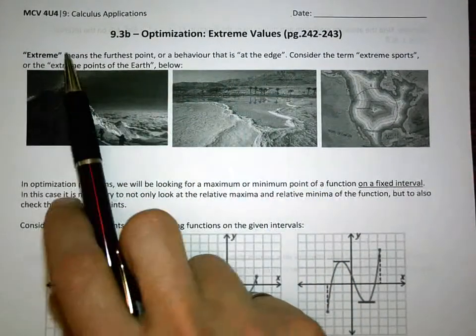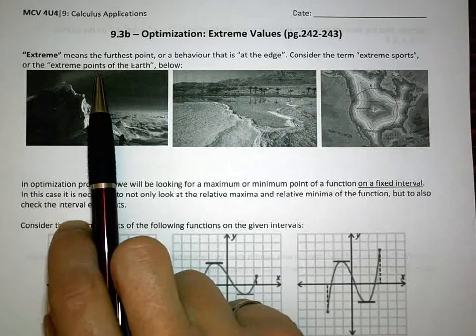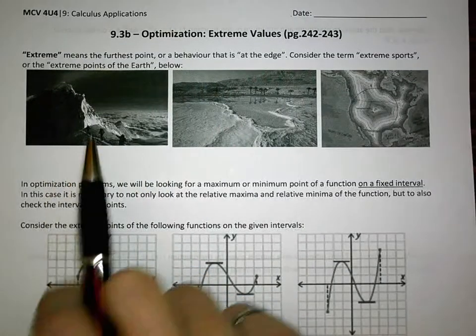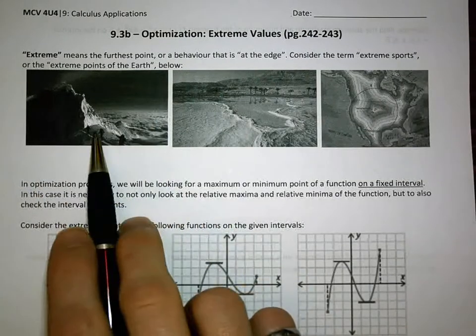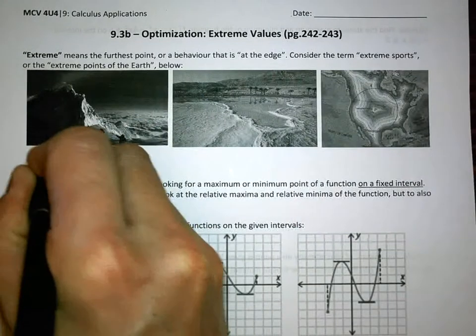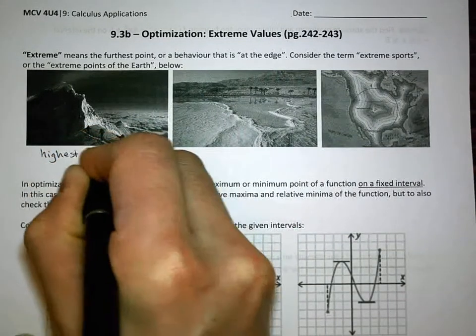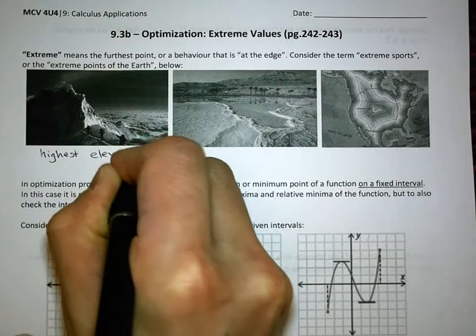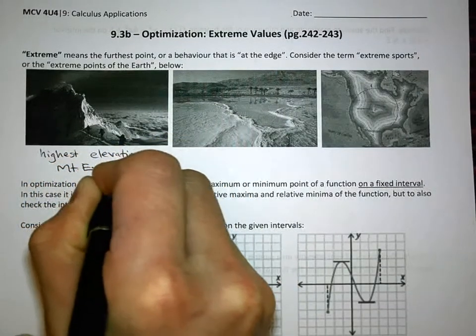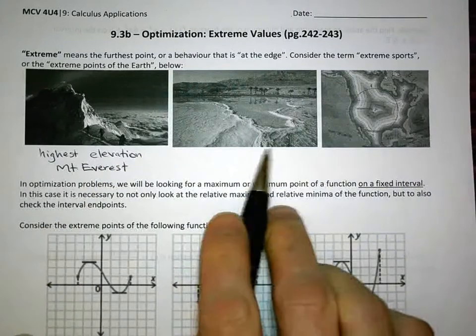Another example of the word extreme I like to talk about is the extreme points of the Earth, which you may or may not be familiar with. I mean, here's the extreme point. It's at the edge. It's the highest point, highest elevation. You probably know this. This is Mount Everest, right? That's one of the extreme points of the Earth. But there's also this point.